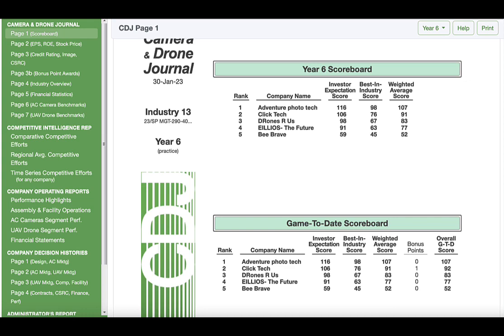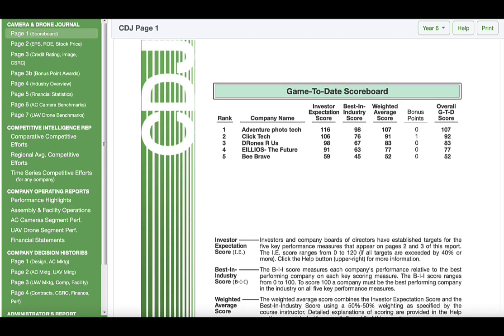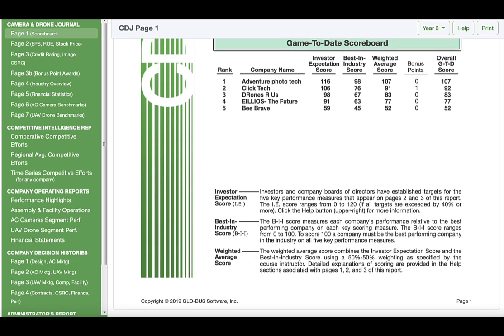So if you look at the game to date scoreboard, it's just going to be about the same, except you notice that Team C gained a bonus point. That is up to you to research how you receive bonus points. Also, if you don't understand what investor expectation score, best in industry, weighted average score, all of that means, if you scroll to the bottom of the screen here, it's going to explain it to you.